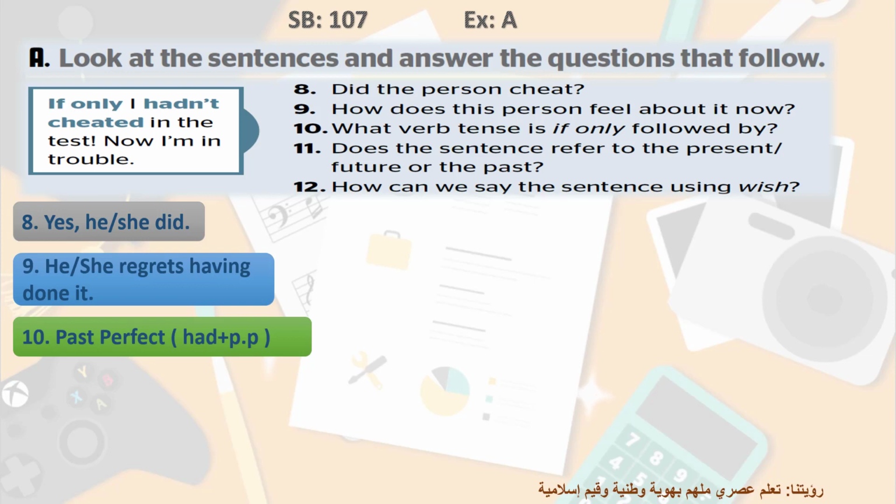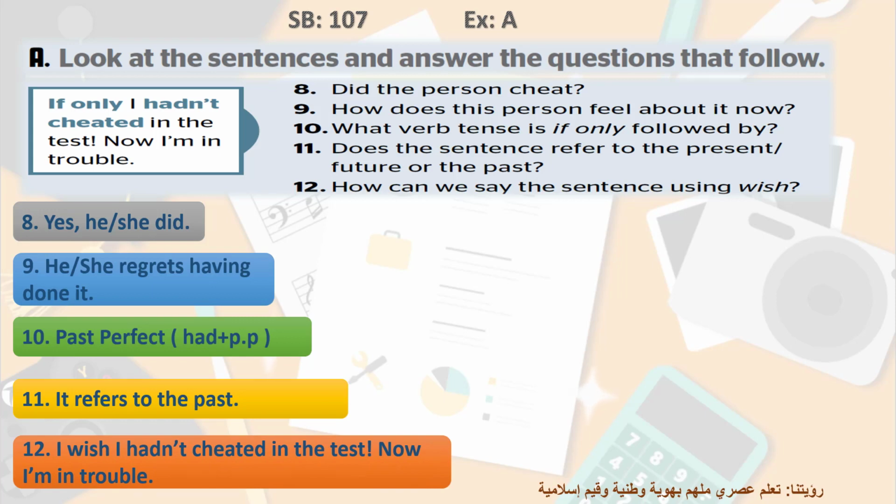Number 11. Does the sentence refer to the present, future, or the past? It's clear. He cheated in the past. So, the sentence refers to the past. I hope it's clear. Okay? Let's move to the last question in this section, which is question 12. How can we say the sentence using wish? The answer is, I wish I hadn't cheated in the test. Now I'm in trouble. So if only equals I wish, okay?